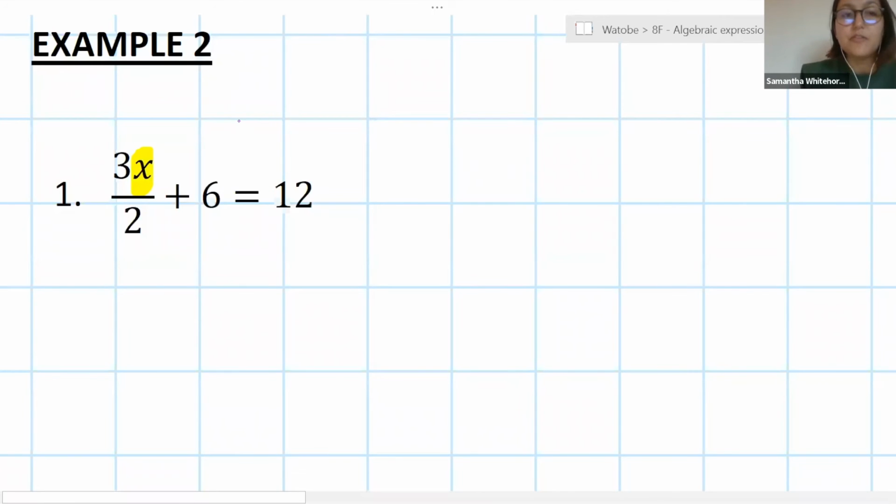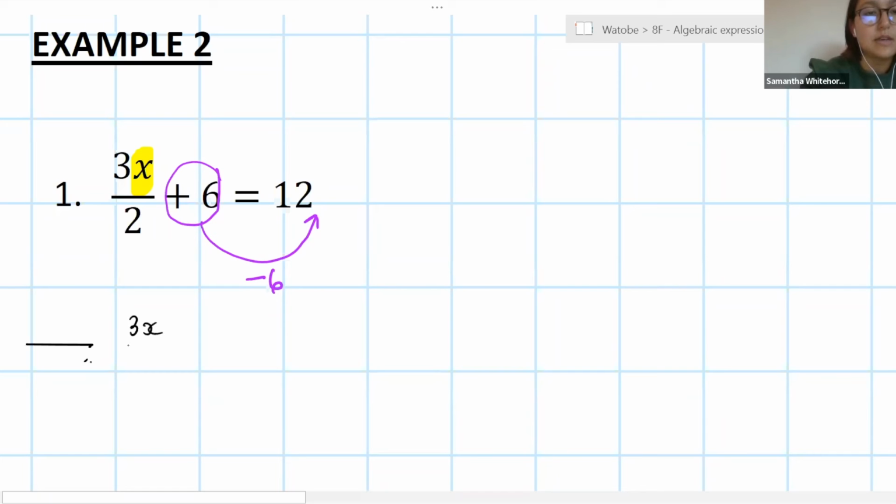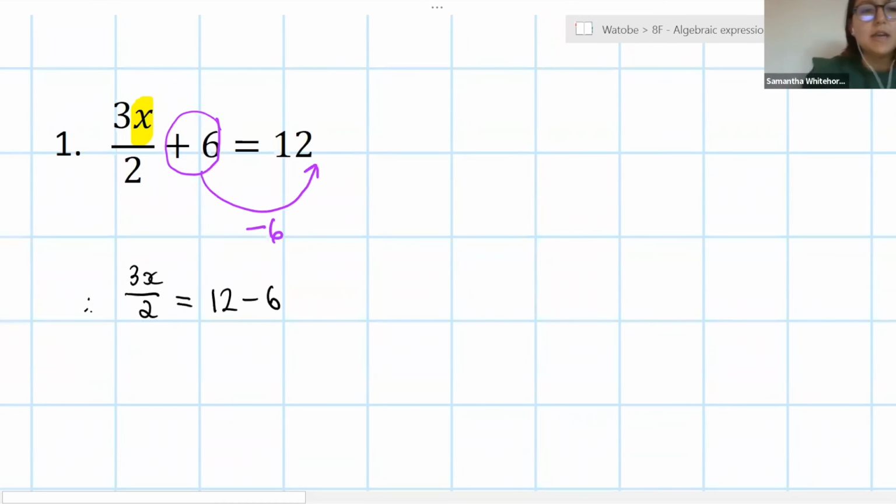The first thing that I'm going to deal with here is this +6. I know that it's a constant, and I know that I want to move it to the right-hand side. To do that, I have to use the inverse. So when I use the inverse operation here, I end up with 3x divided by 2 is equal to 12 minus 6. If you're happy to immediately write the answer of 12 minus 6, that's absolutely fine, but I can simplify this to 3x divided by 2 is equal to 6.